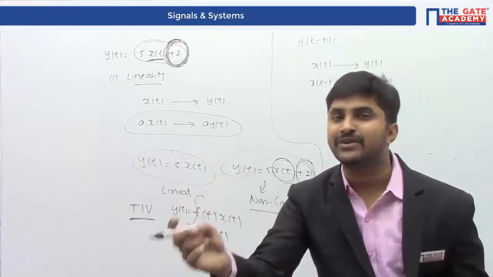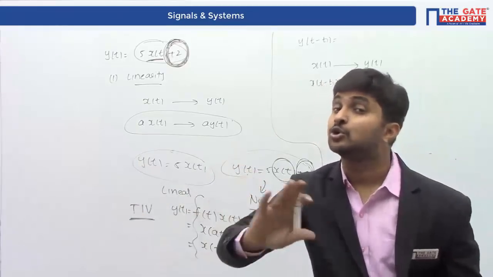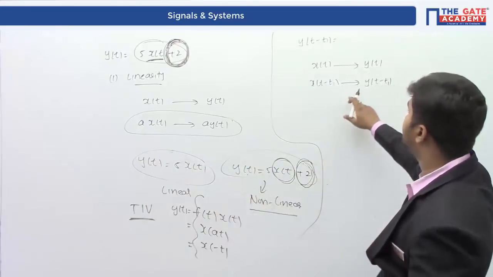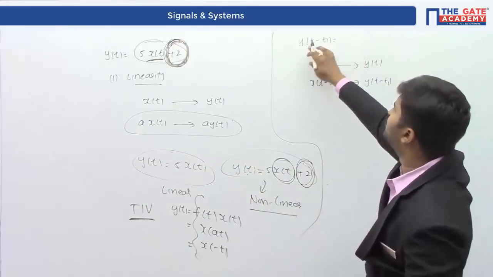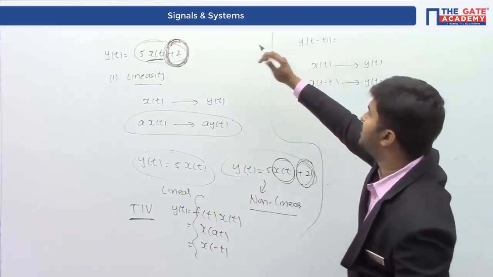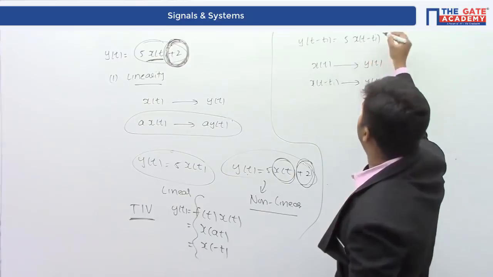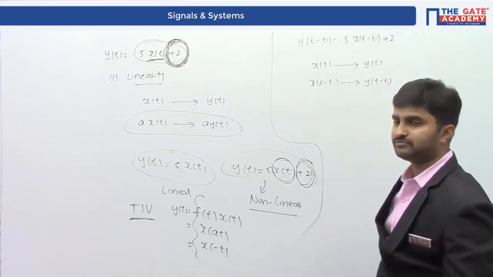Time invariant simply means that the behavior of the system should not change with time. So first of all, I will compute y of t minus t1. What is y of t minus t1? It is 5 into x of t minus t1 plus 2.